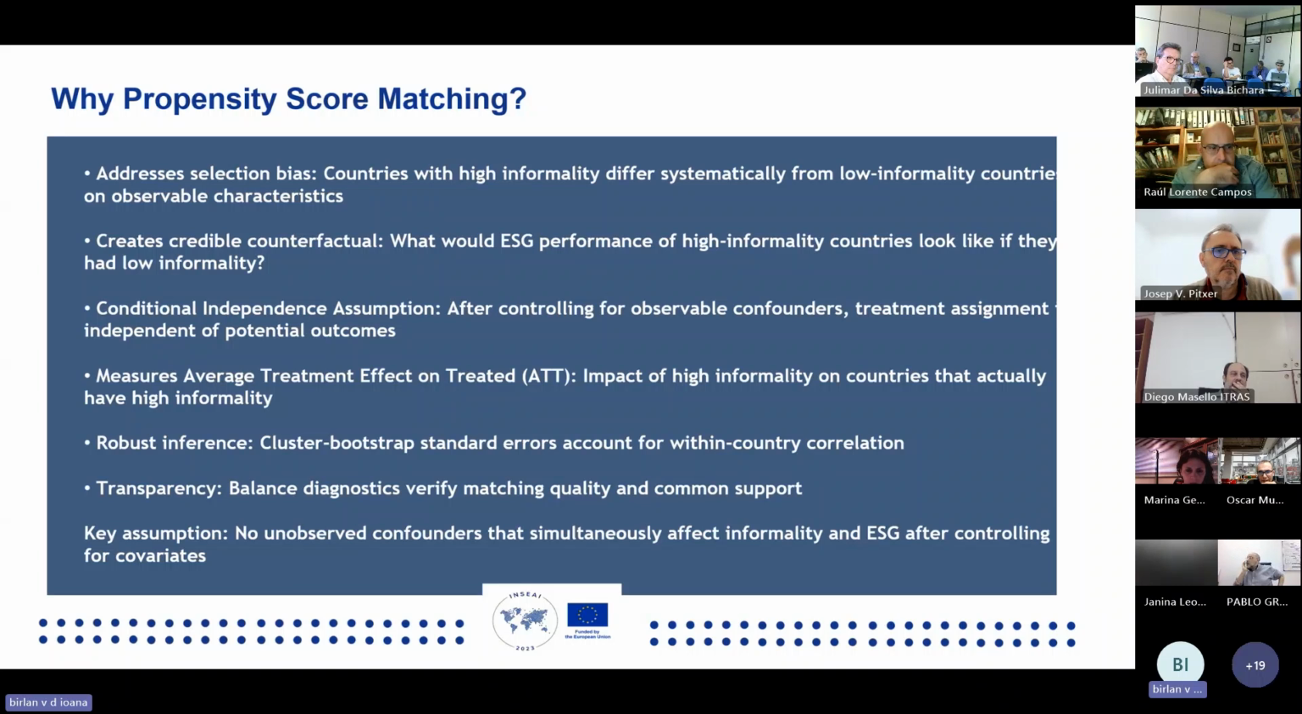We are also using the conditional independence assumption, which is very important for observable confounders. We are using the average treatment effect on the treated to measure the impact of high informality on the countries. And finally, we are making a key assumption that is present in any propensity score matching analysis, that no unobserved confounders simultaneously affect informality and ESG after controlling for covariates.